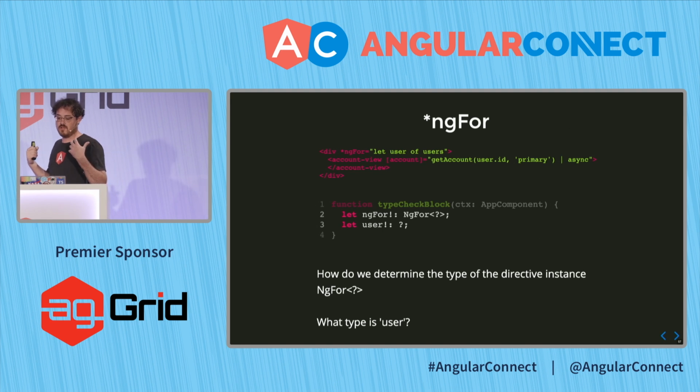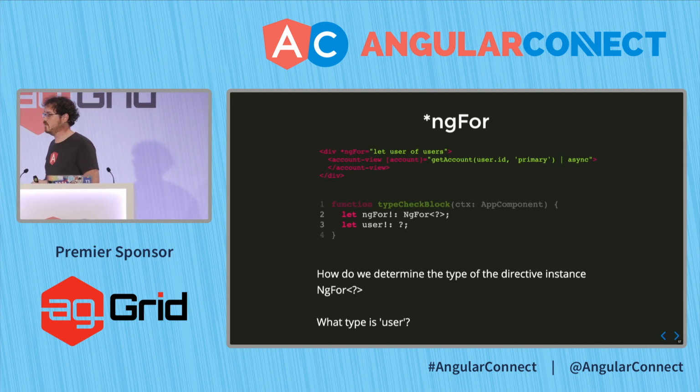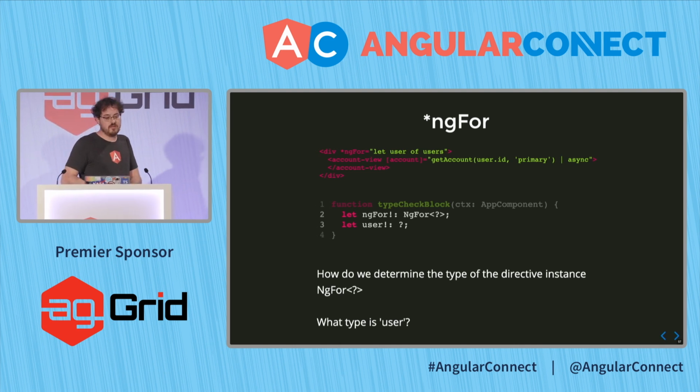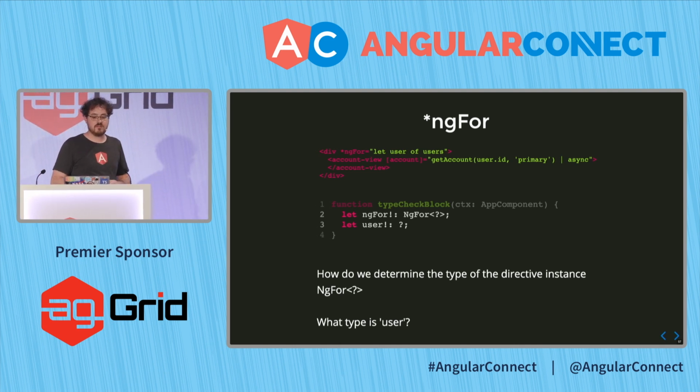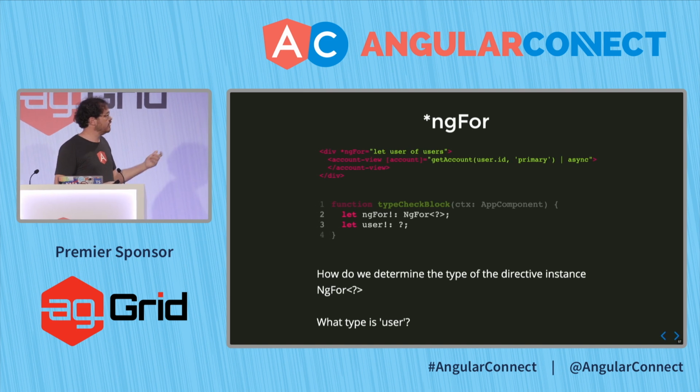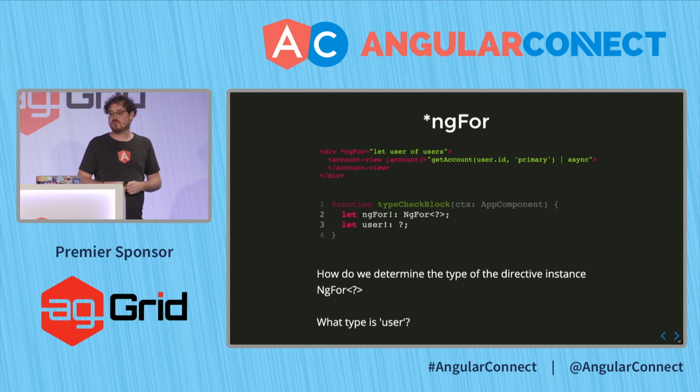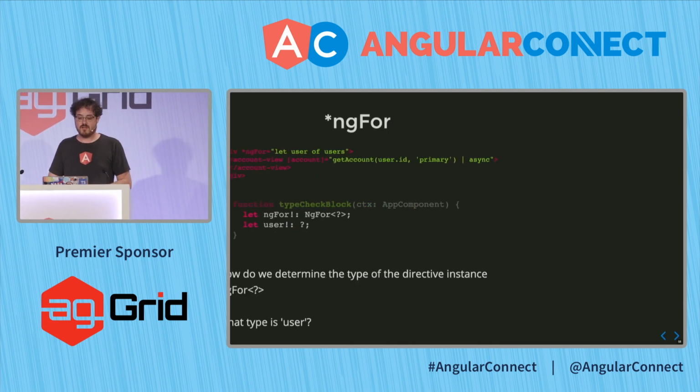So if we try to write a type check block for this template, we're going to run into some problems right off the bat. First of all, we need to know what the type of this directive is, the ngFor directive. How do we infer its generic type? And secondly, what's the type of the user loop variable, right?